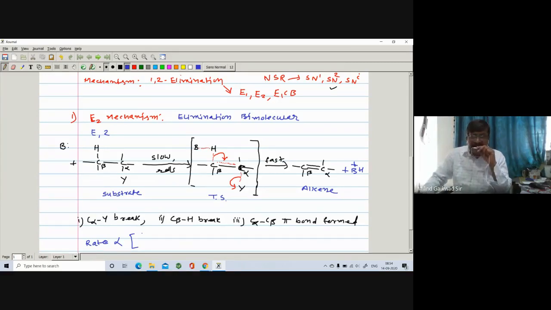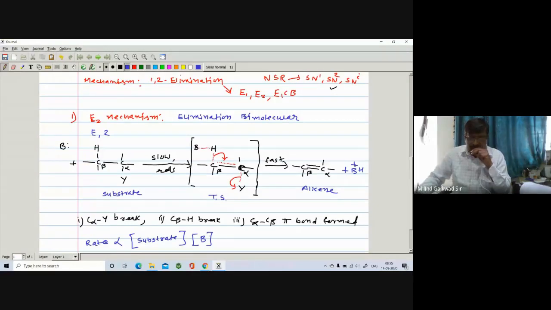And what is the reactant? The reactant here is the substrate. Okay. So the rate of reaction depends upon the concentration of the substrate, and also there is the involvement of a base. The substrate may be an alkyl halide, it may be an alcohol, or it may be anything. So this is the mechanism. Okay. Now the second step is the fast step.